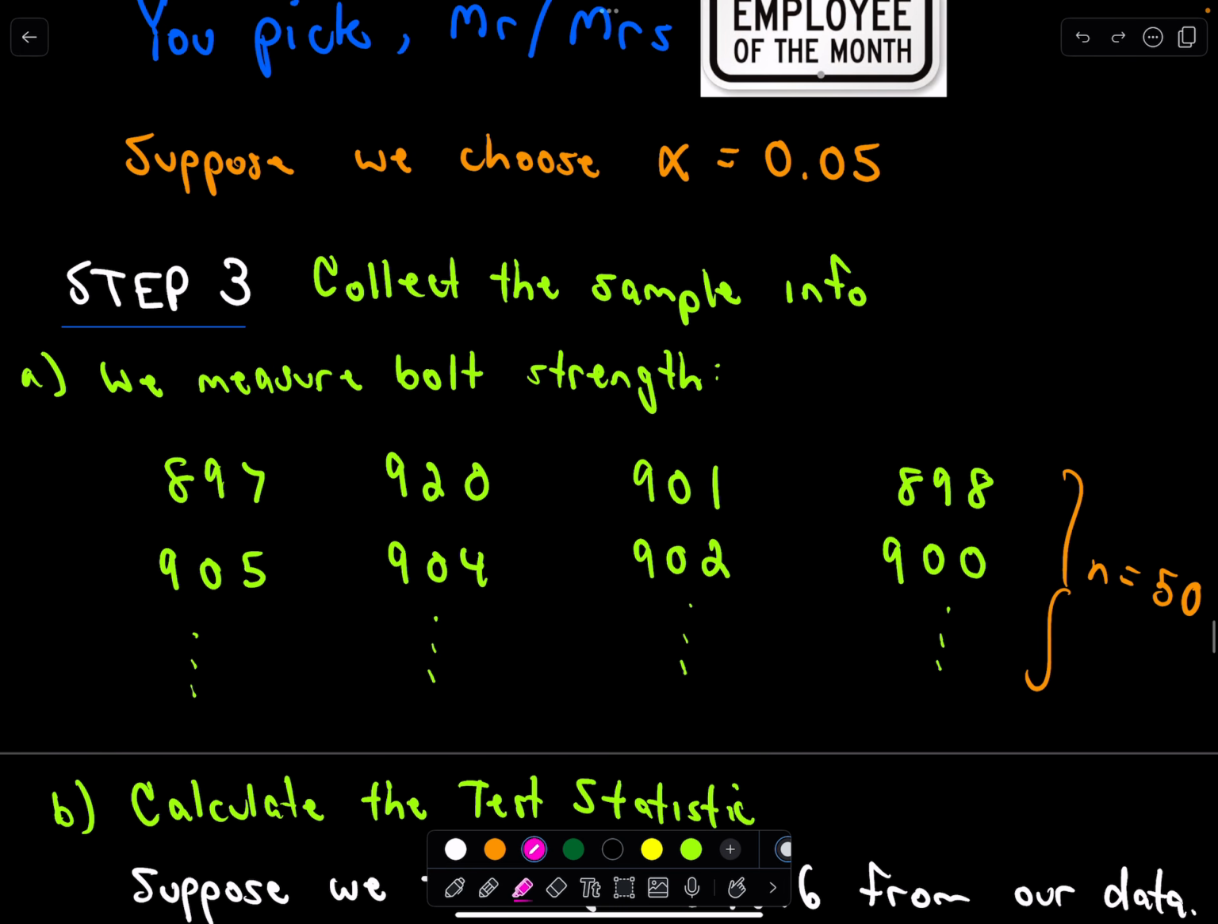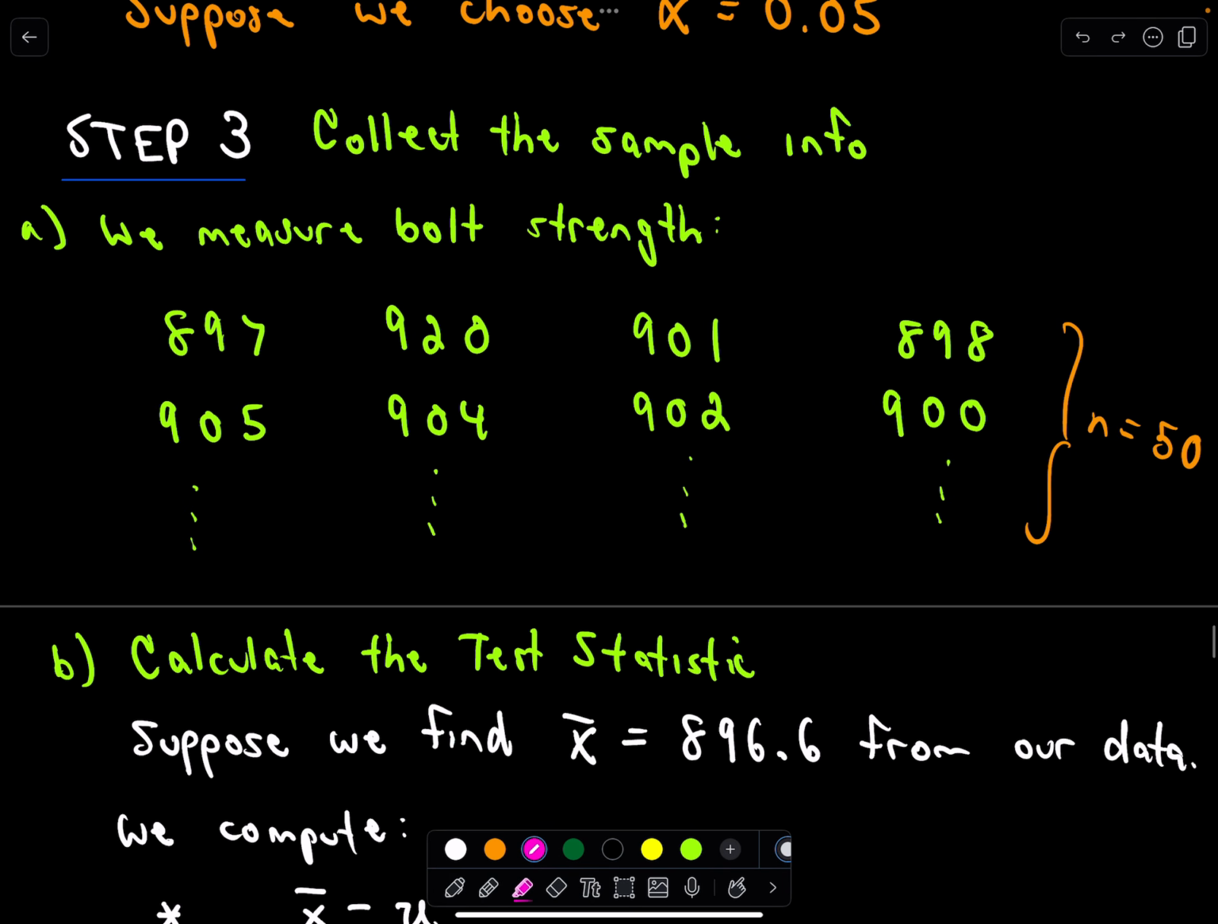So now we go out there and we say, perfect, let's do this. We start collecting data about our bolts. I go out there and break a bolt and it breaks at a shear strength of 897, and then the next one's at 920, and 901, and 898, etc. I collect all of this data and I get 50 pieces of data. That's how many we decided we would collect.